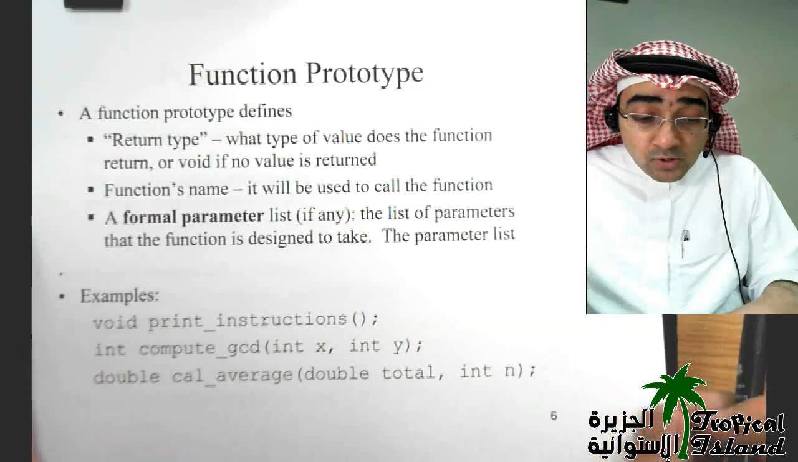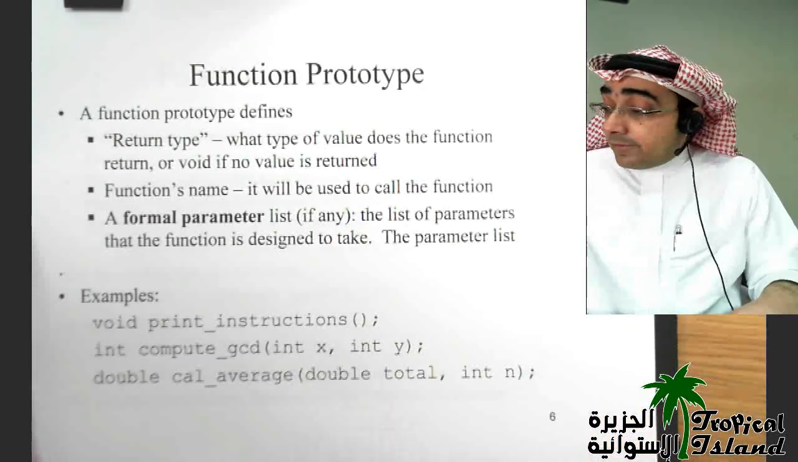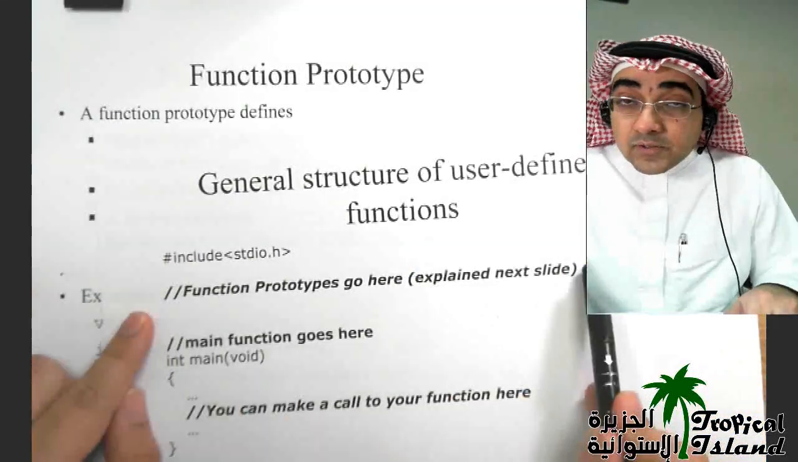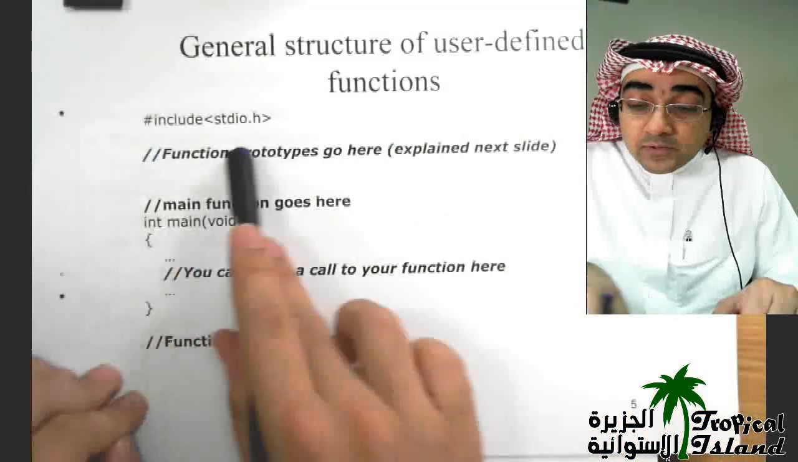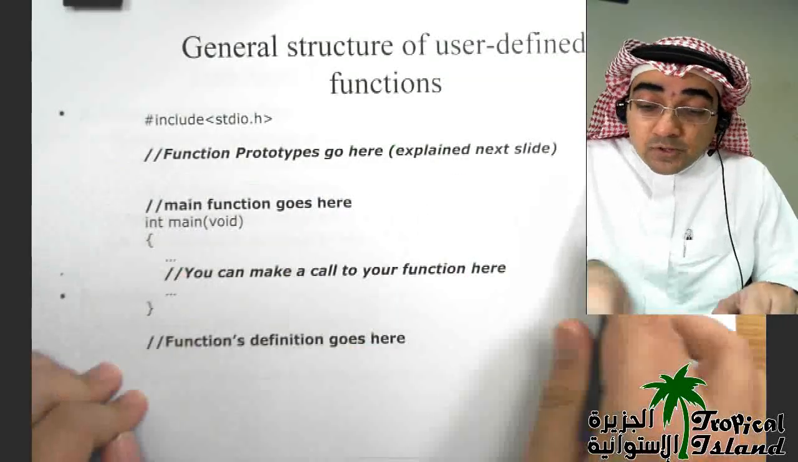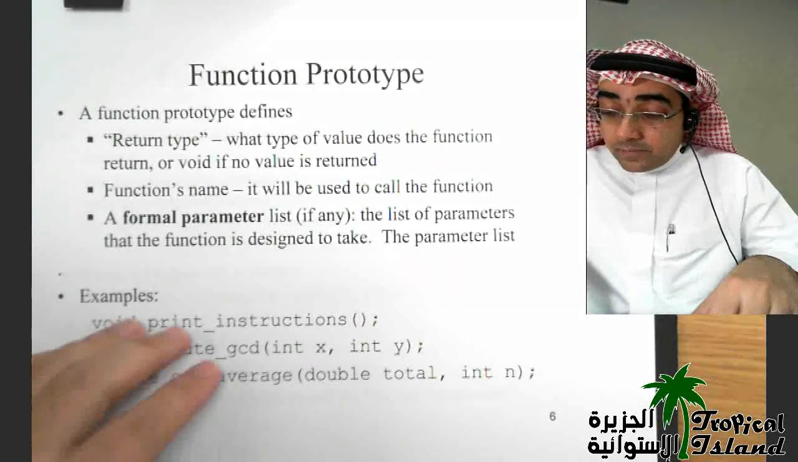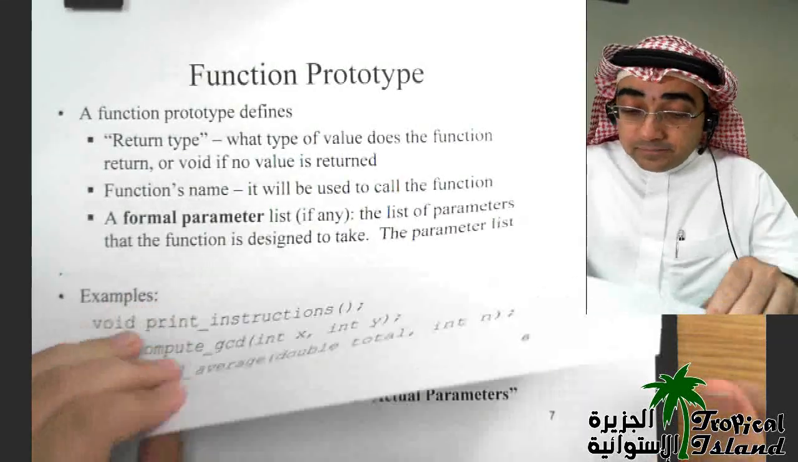Okay, so you have to declare the prototype as the first thing in your program. So these prototypes have to go where this line is written. Actually, this line is written in this structure. So you define the function prototypes after the hash include. Okay, so this is the prototype, talking about the prototype.